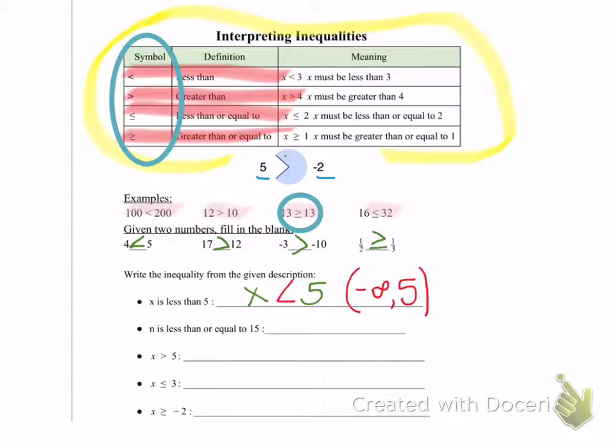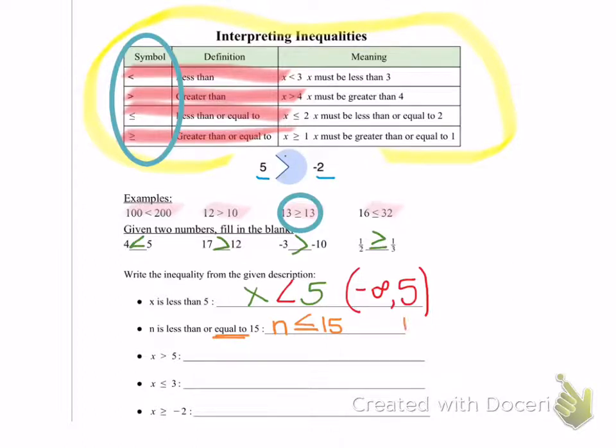Now let's do that same process for the next one. I have n is less than or equal to 15. So I have n as my variable and 15 as my number. Now let's figure out my inequality symbol. n is less than or equal to 15, so that means 15 is bigger. It's going to be eating my 15, and it has that equal to, because it has that line. Well, let's go ahead and write that in interval notation too.